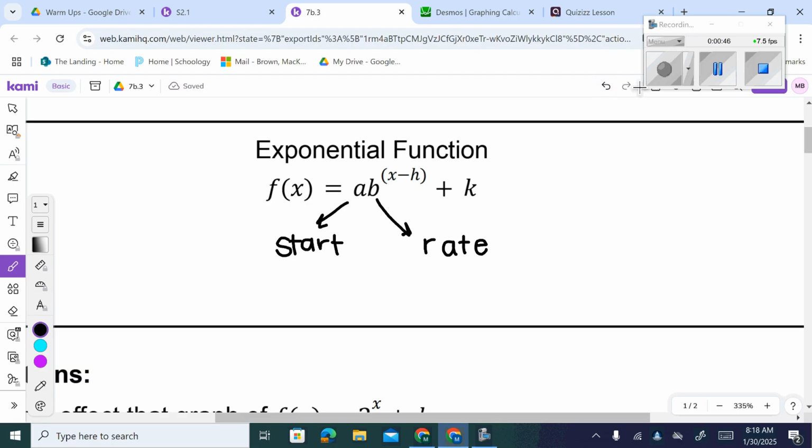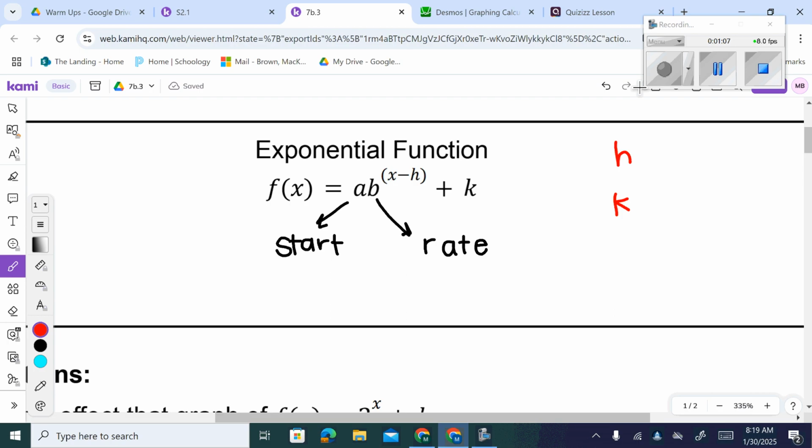Alright, X tells me it's exponential. Now there's two weird things. What are the weird variables? H and K. Alright, we have actually talked about H and K before when we talked about absolute value. So I want you to think about absolute value. If it's with the X, if it's on the inside, what do you have to do?